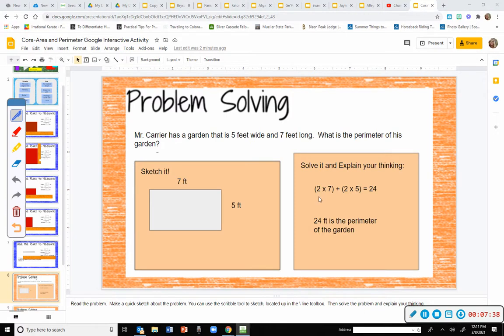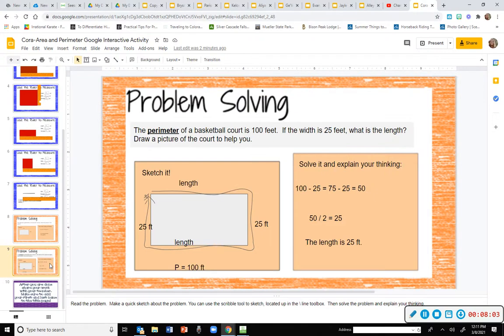What is 2 times 7? 14. 2 times 5 is 10. 14 plus 10 is 24. So the perimeter of the garden would be 24 feet, which is what she got. Okay?